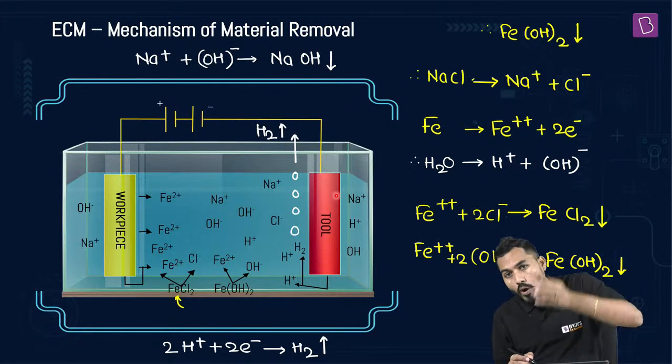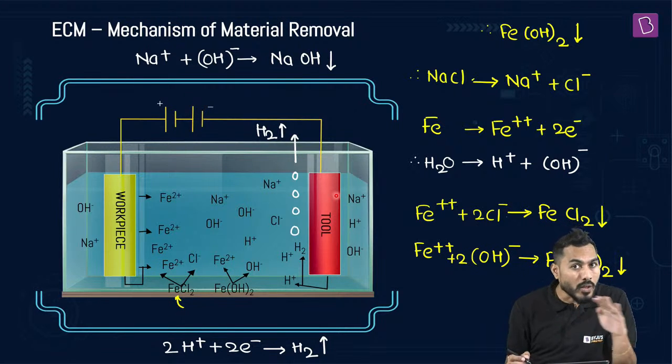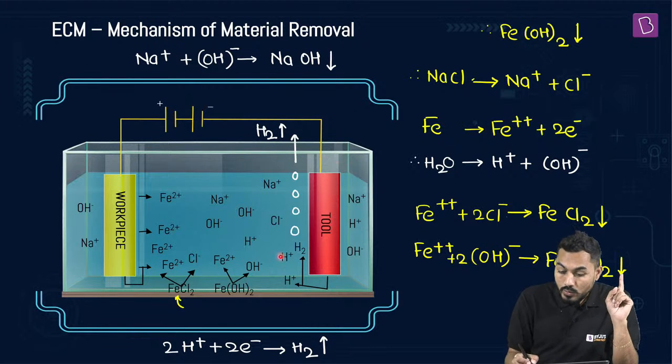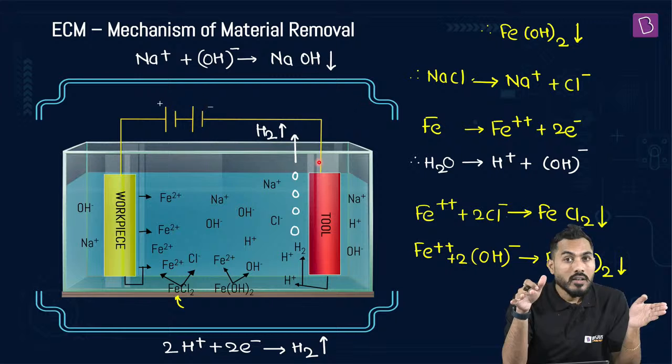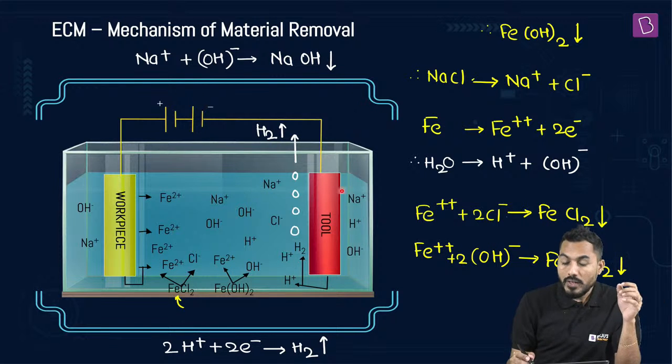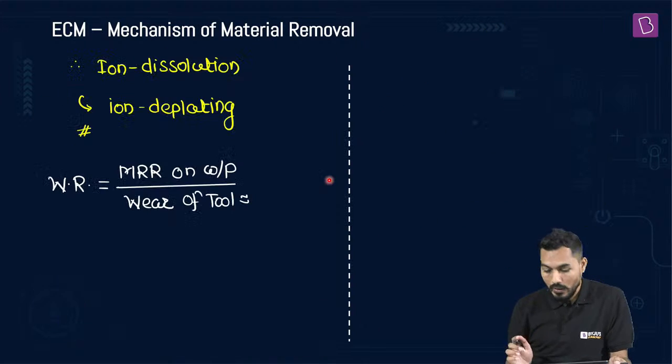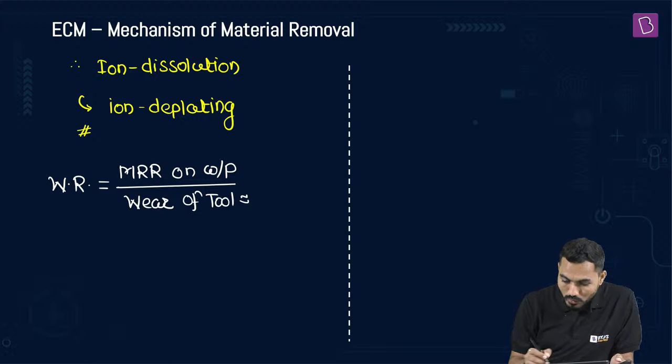Is there any material deposited onto the tool material? No. There is no deposition, which means there is no chemical reaction on the tool material. There is no reaction. There is no deposition. That means the tool will remain as it is. Wear of the tool is what? 0. So I'll say that, sir, wear of the tool is 0.